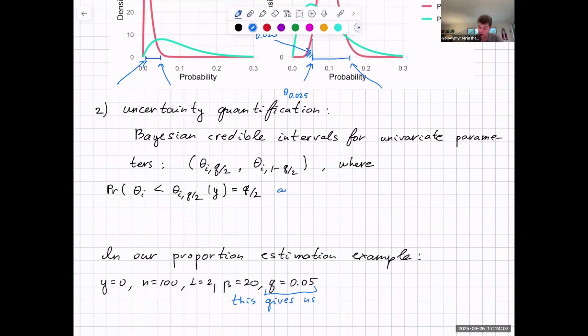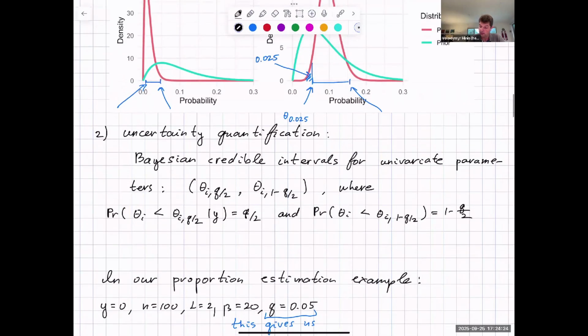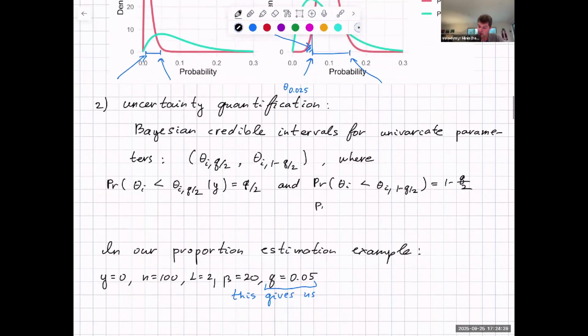And the other quantile is defined the same way: the probability that theta is below it is 1 minus q over 2. But that also means, equivalently, that theta will be above that number with probability q over 2 as well. So this is a right-hand tail probability of the distribution.